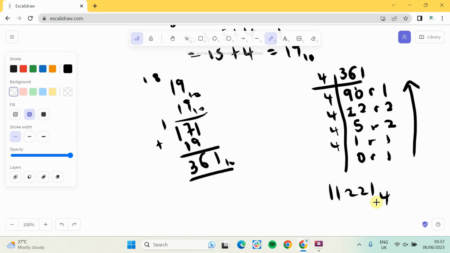So if you got this question correctly, well done to you. If you do not get it correctly, keep on practicing, right?